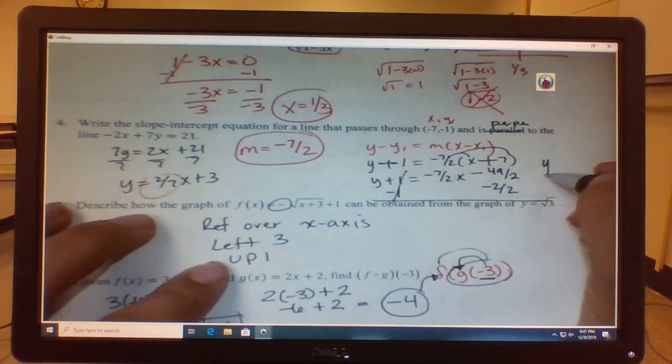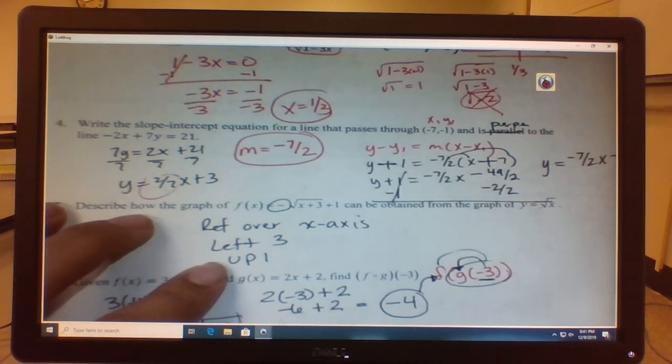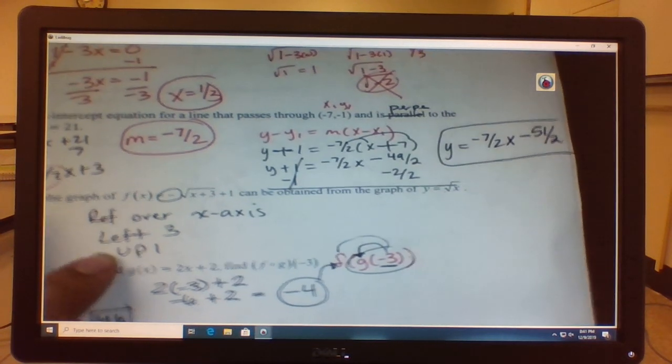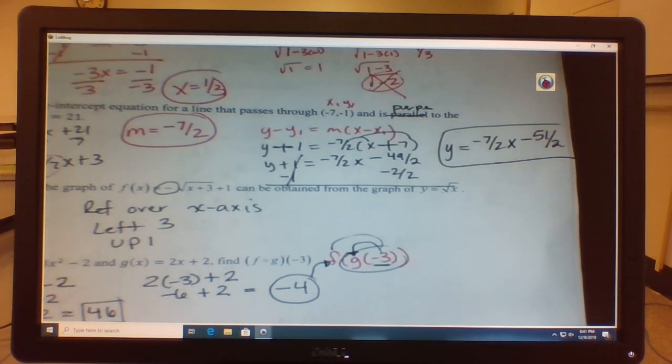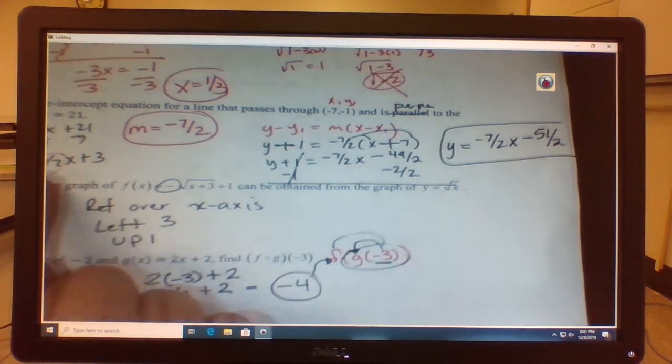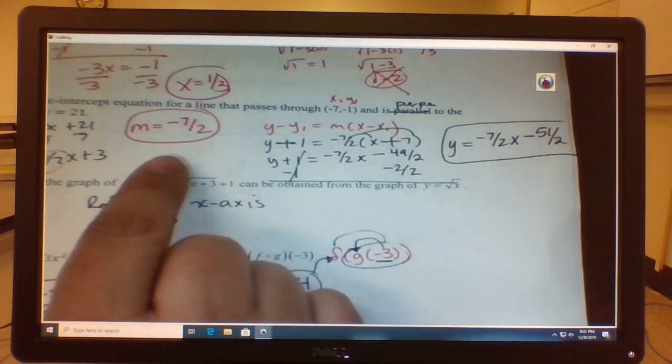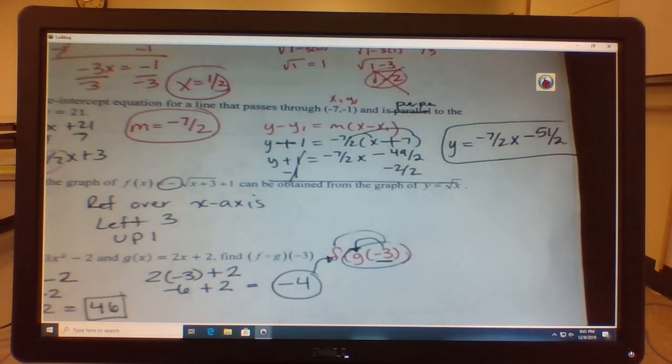So y equals -7/2x minus 51/2. I know. Just by doing this and finding your slope, or like the perpendicular one, should help you eliminate an answer too.